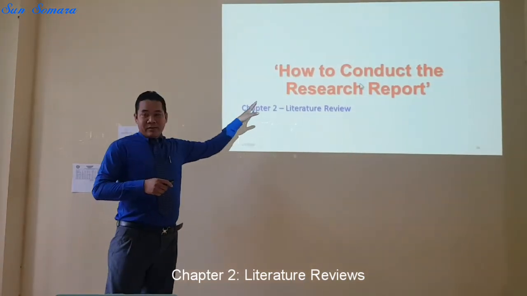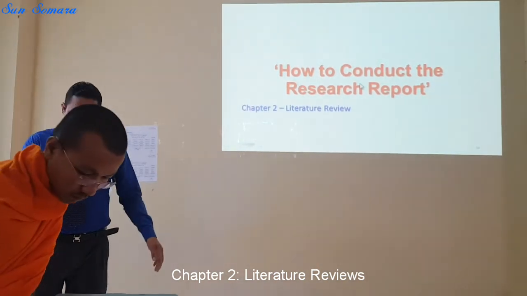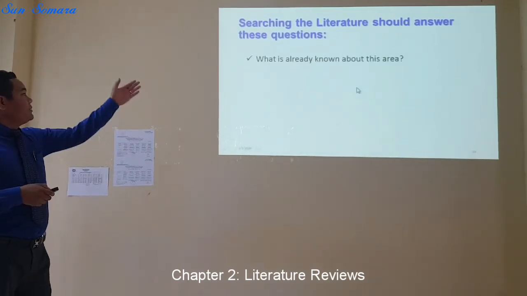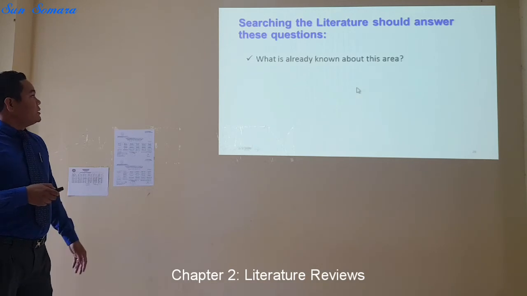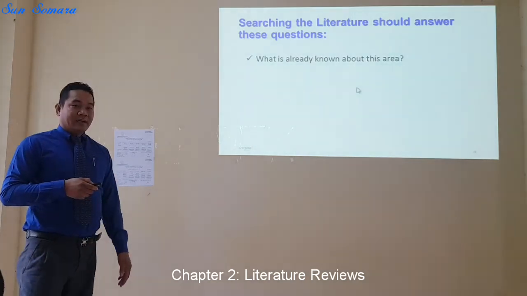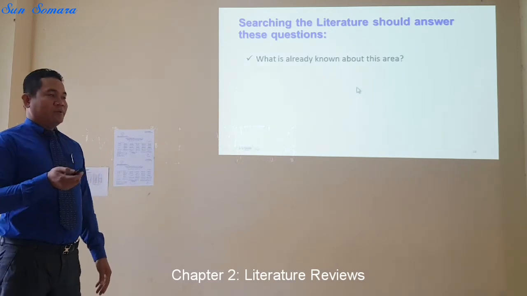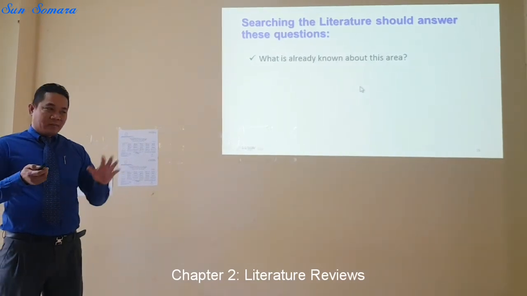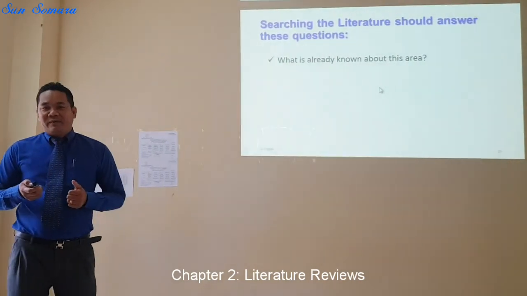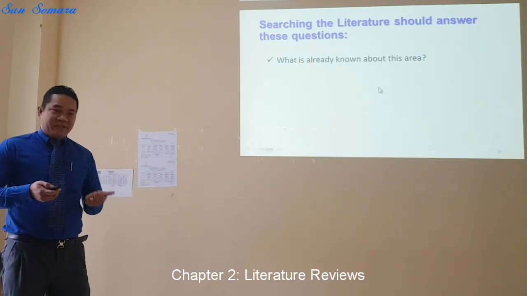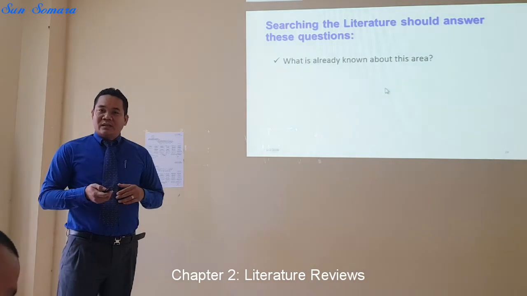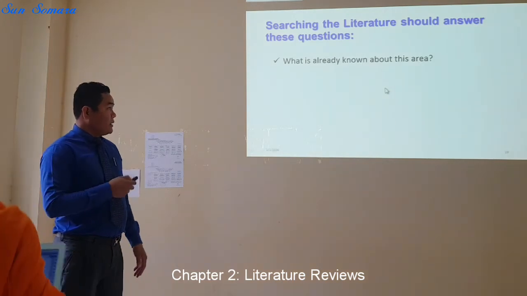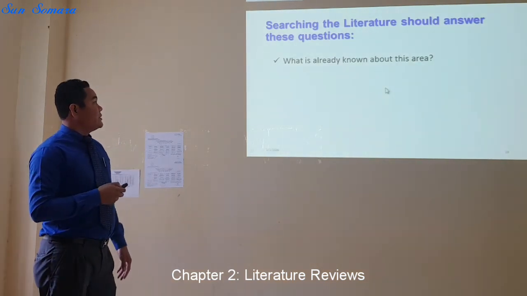Okay, to answer this, I would like everyone to see the following questions, and they will tell you the meaning of the first one. We are going to answer the question: what is already known about this area? Actually, for the topic that we are going to research, surely we have some scholar or professor or other people who already did research about that. So it's something related to what we are going to research.